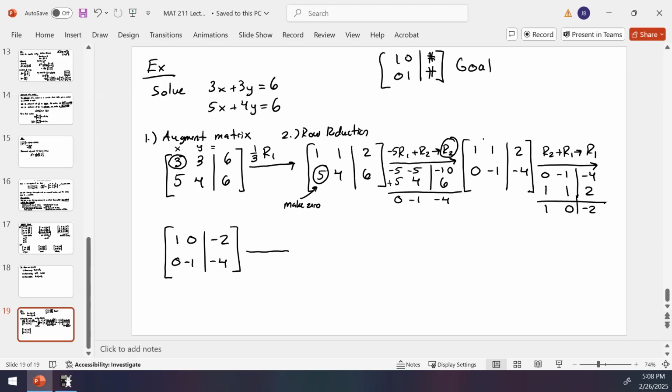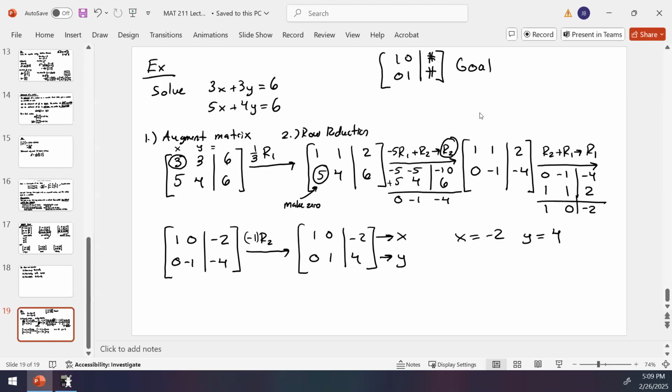Almost there. Now I'm going to multiply row 2 by -1. And so that becomes 1, 0, -2, 0, 1, 4. And so this is my x value, that's my y value. So x is equal to -2, y is equal to 4.